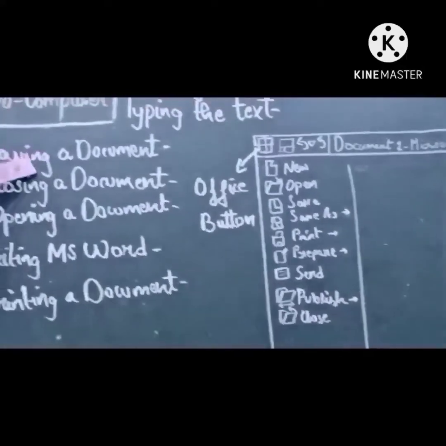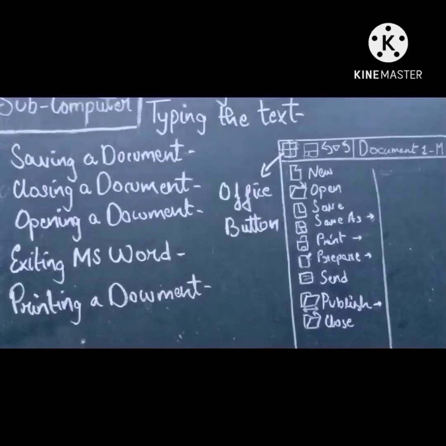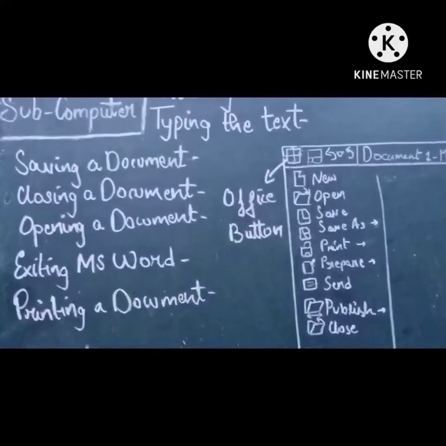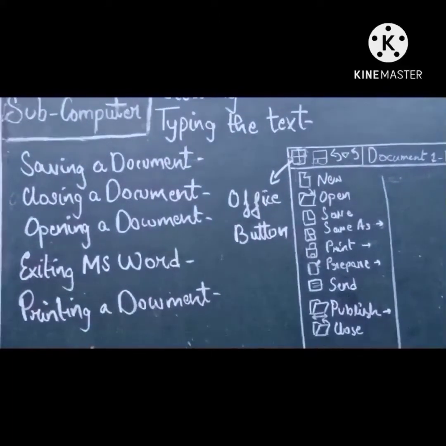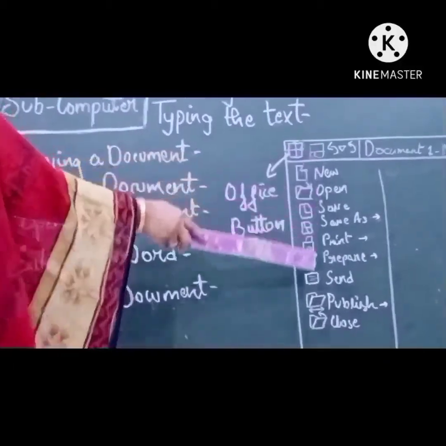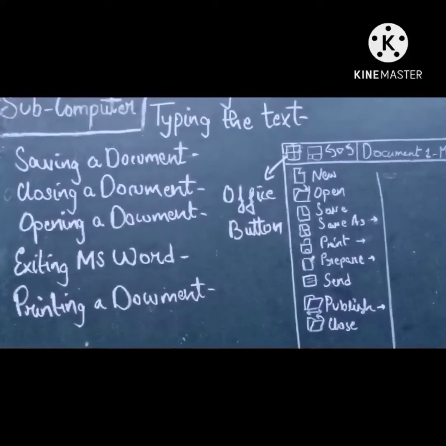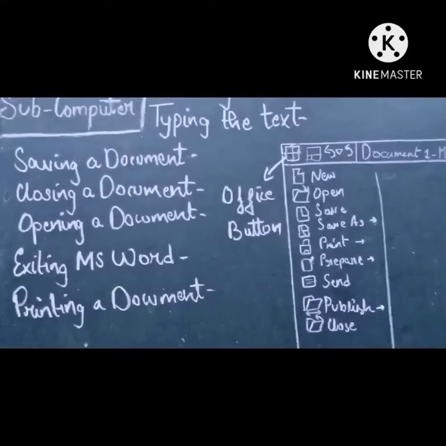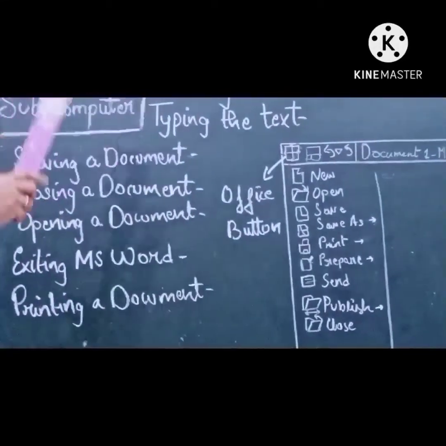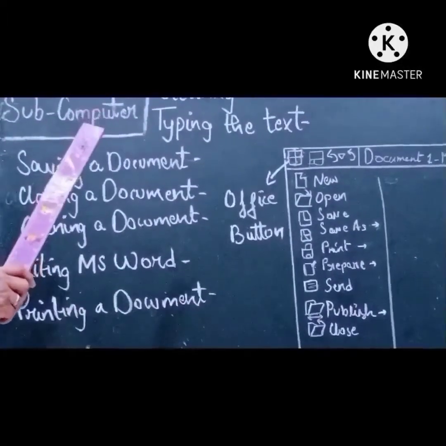Next is saving a document. How to save a document? Children, again you have to click on the Office button here. When you click it, options will come here. Select the save option from here. The first time you are saving the document, then what will happen? The Save As dialog box will open.